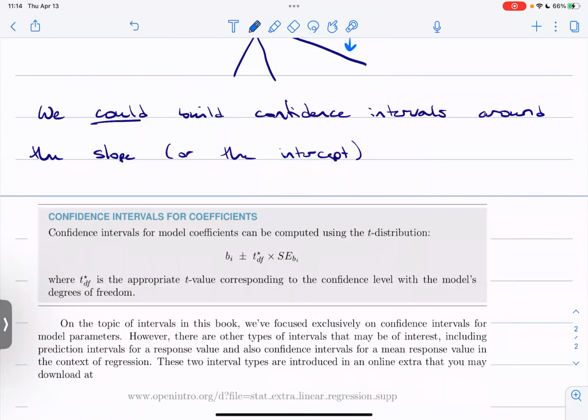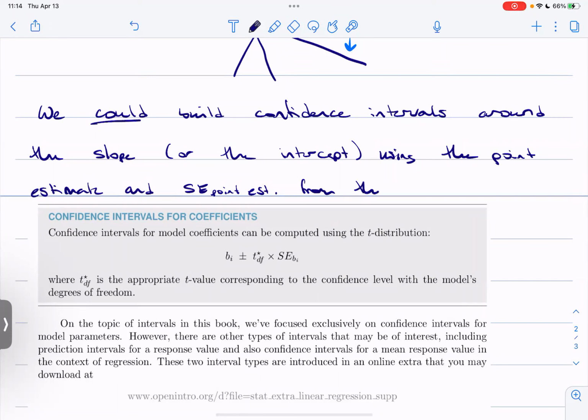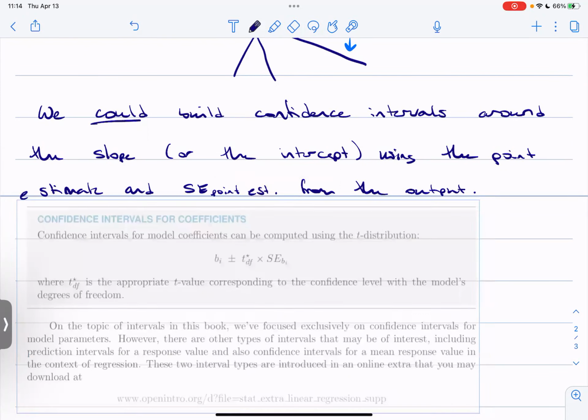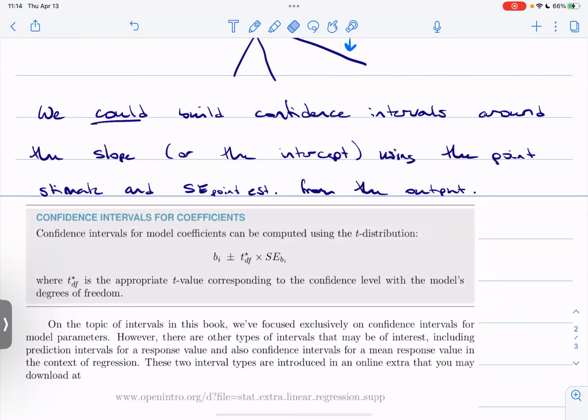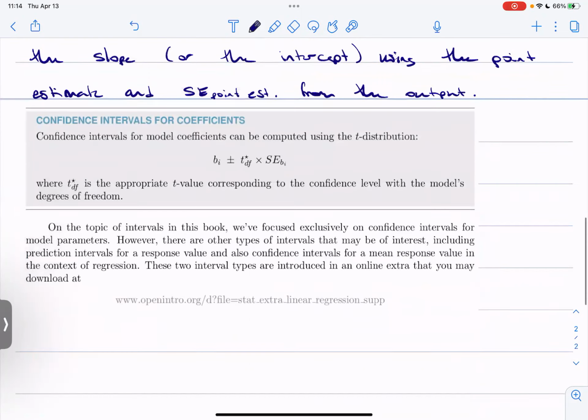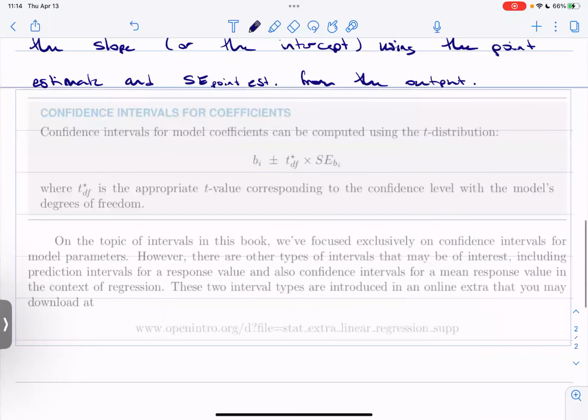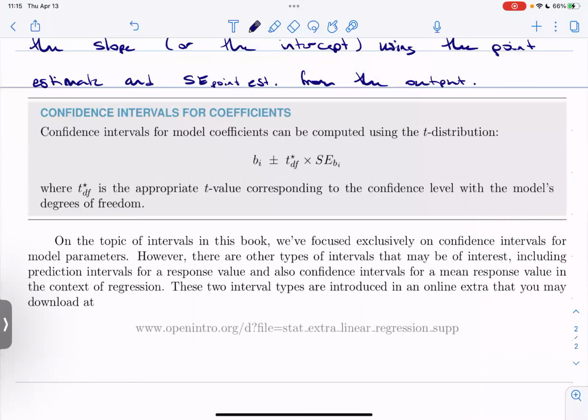So here, using the point estimate and standard error of the point estimate from the output. We didn't talk about how to get it. You don't have to. We're kind of beyond that now. Okay. So you can build a confidence interval, right?